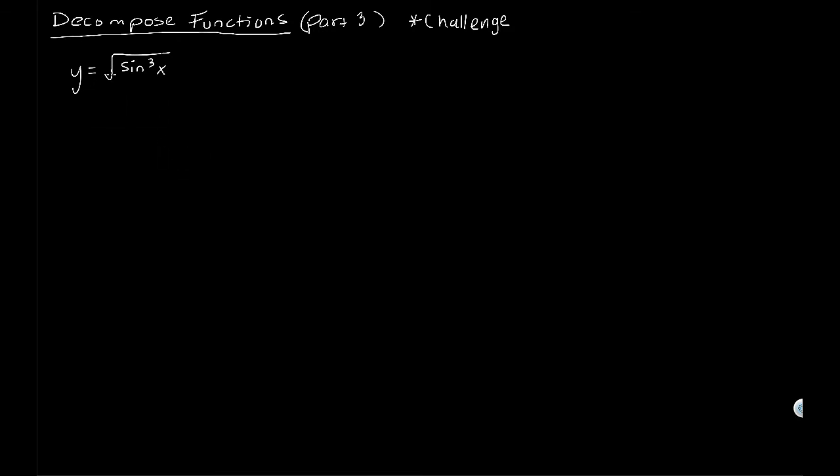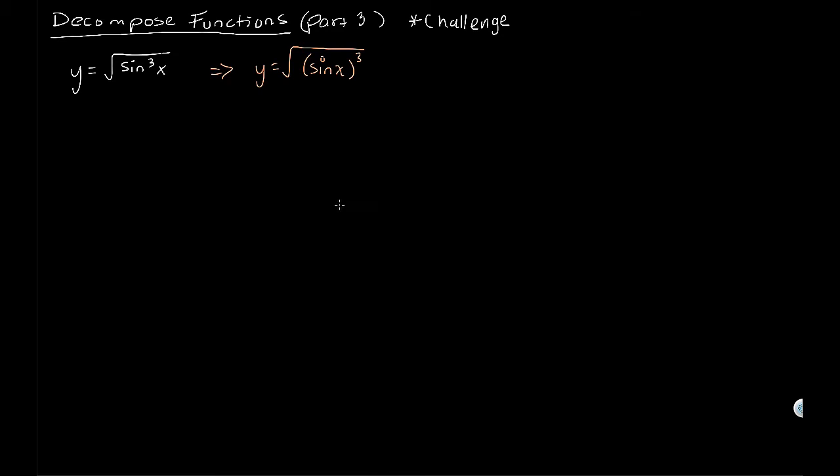So this is y equals the square root of sine to the power of 3 of x. And I want you to start asking yourself, how many functions do you see? Before we can do that, hopefully you remember from the part 2 video that I can rewrite the sine to the power of 3. So I'm going to do that. Alright, now let's look at this version of it. How many functions are you seeing here?